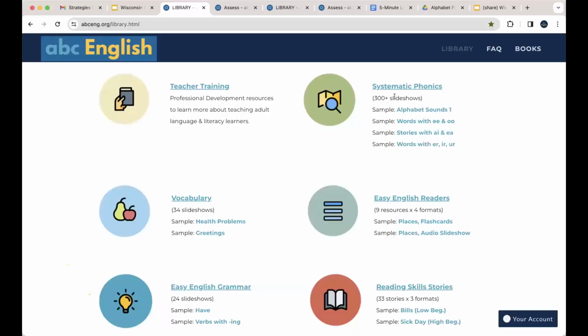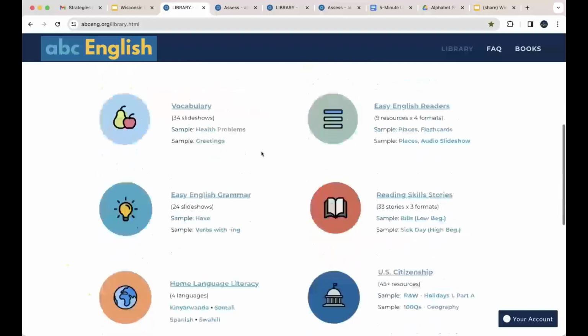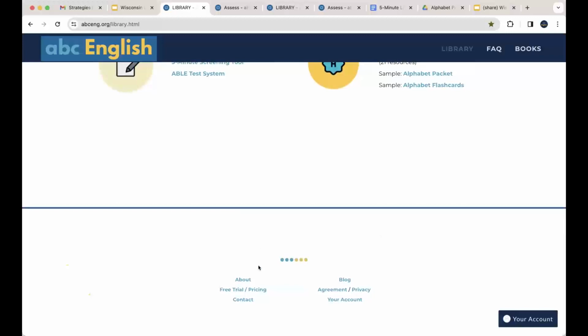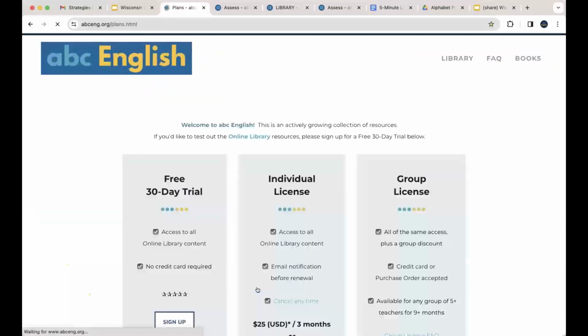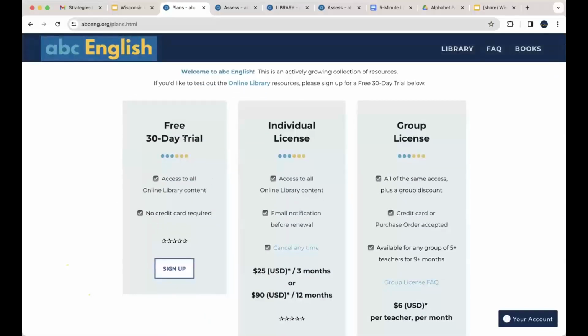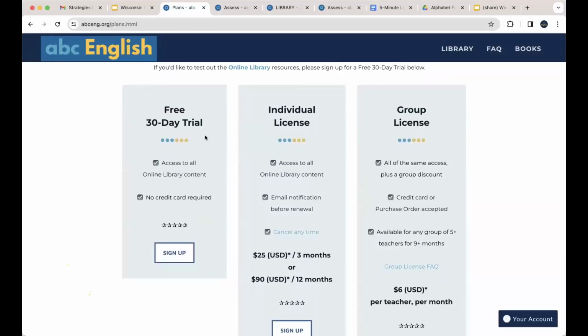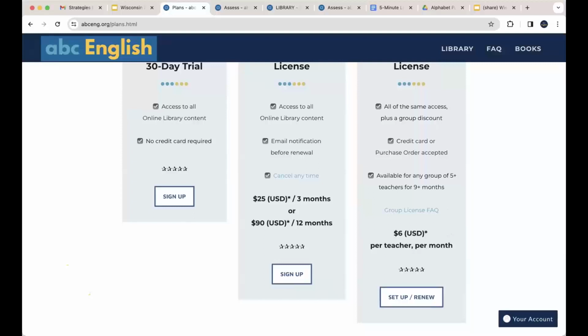But to get into this larger collection of slideshows, there is a cost to that. You can see down here that there's a free 30-day trial. Anybody can test it out and see if it's a good fit for your teaching situation. And then if you'd like to continue using the resources, you can sign up for an individual license, or through an organization, sign up for a group license.